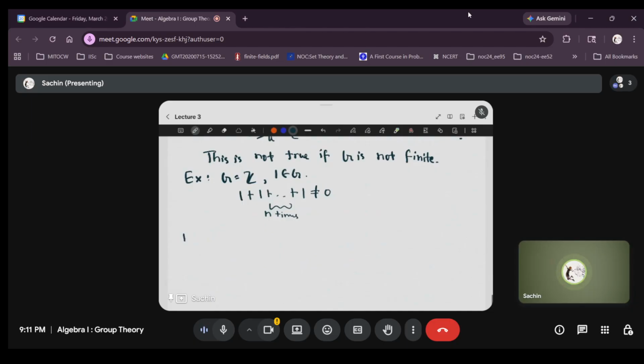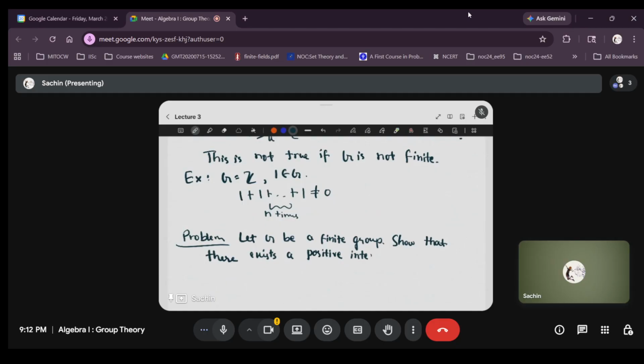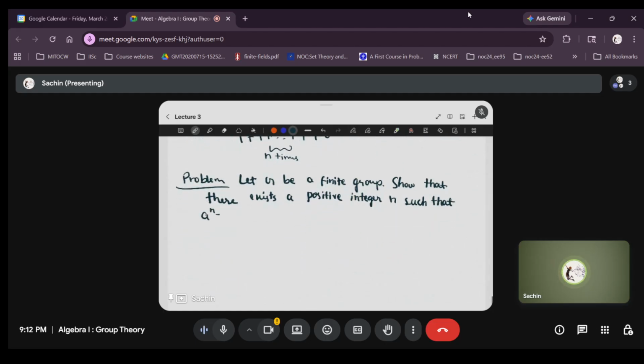The last problem for today is: let G be a finite group. Show that there exists a positive integer n such that a power n equals e for all a in G.